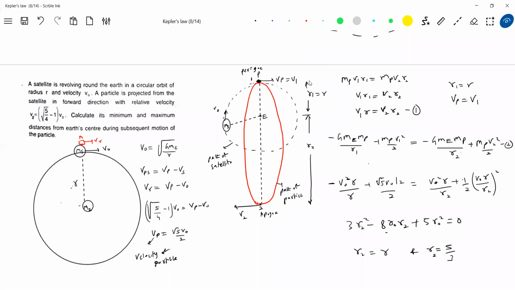So this will be our answer. What is the minimum distance? R minimum equals R1, which is R. R maximum equals R2, sorry, 5R by 3. Fine.